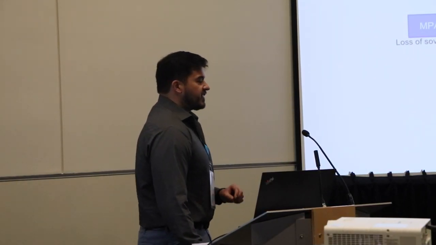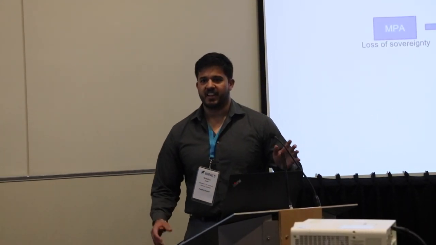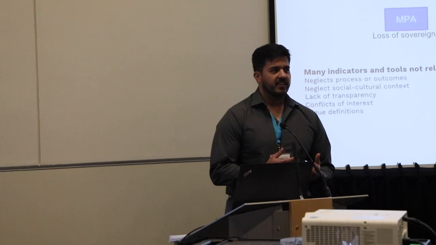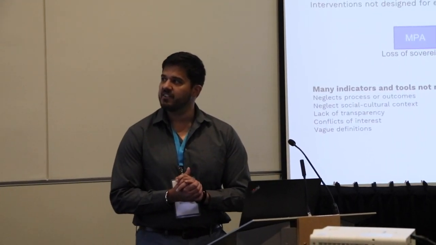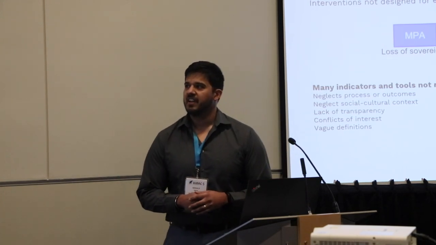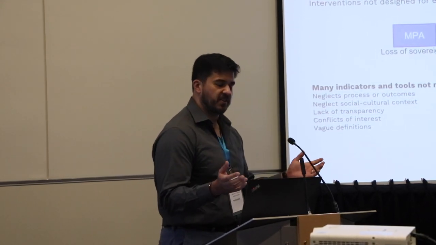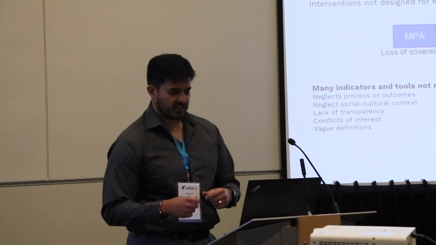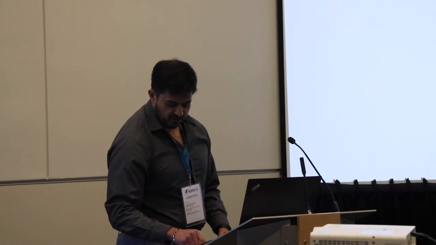So there is a need for robust equity tools, because a lot of the interventions, as I said, are not designed for equity. So if we're going to be promising it, we also have to acknowledge that sometimes things can go not as planned. Our intentions may not be enough. And a lot of the indicators that are around already for thinking about equity are not necessarily reliable. A lot of them neglect processes and outcomes. A lot of them neglect social cultural context, so we had some presentations about the importance of considering long history. There's often a lack of transparency, conflicts of interest, who's actually doing the measurement, etc. So what we're thinking about is more of a procedural tool.